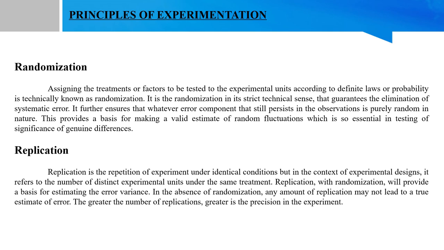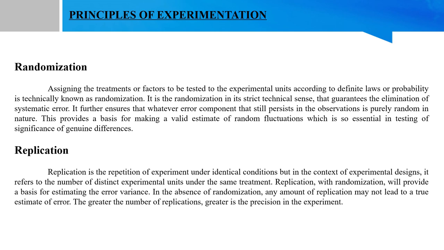Next thing what we are going to see is principle of experimental design. There are three basic principles of experimental design. First one is randomization, second one is replication, and third one is local control. First we see what is randomization. Randomization is nothing but allotting the treatment to the experimental unit on purely random basis. That is, assigning the treatment or factor to be tested to the experimental units according to definite law or probability is technically known as randomization.